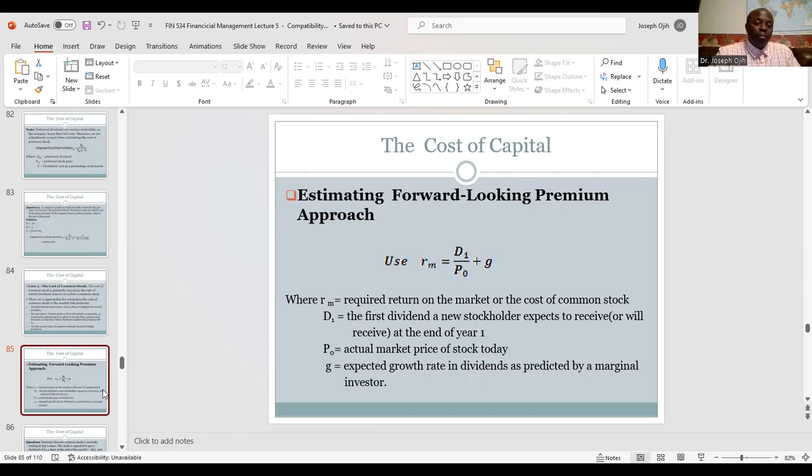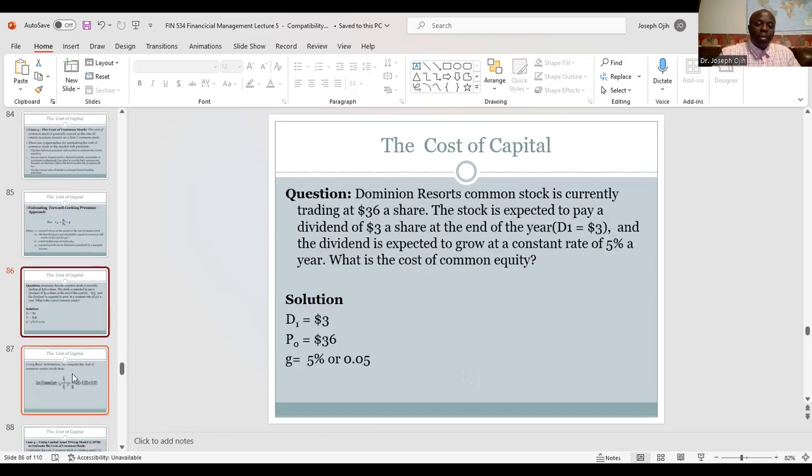So let's apply this. Estimate the cost of a common stock. Look at this question. It says, Dominion Resorts common stock is currently trading at $6 per share. The stock is expected to pay a dividend of $3 a share at the end of the year. That means D1 is $3. And the dividend is expected to grow at a constant growth rate of 5% a year. What is the cost of common equity?